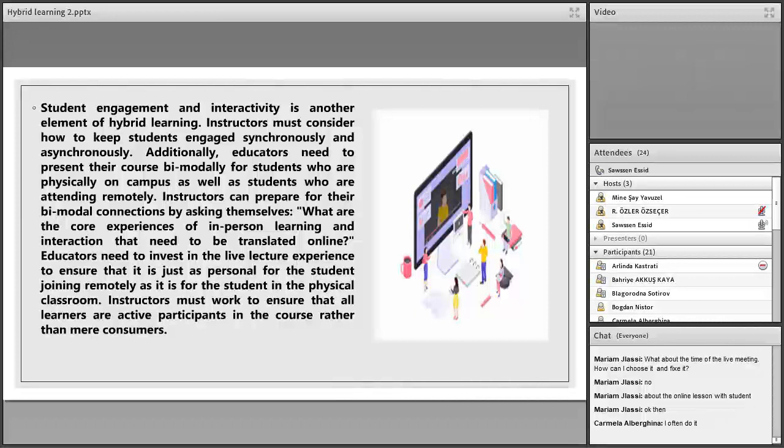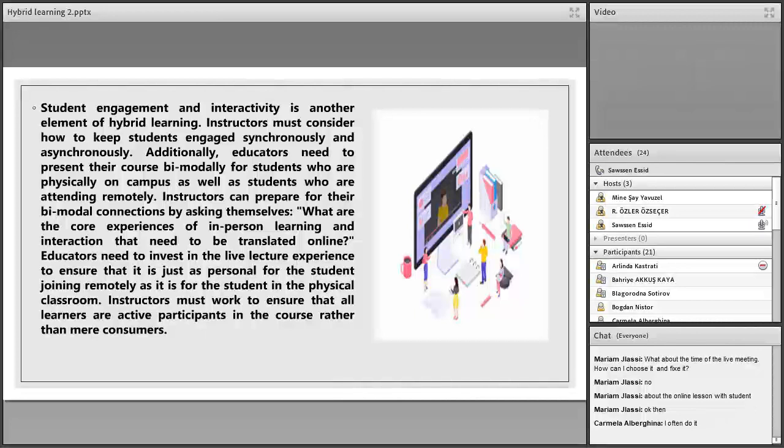Moreover, educators now need to present their course bimodally for students who are physically on campus as well as students who are attending remotely. So the instructors can prepare for the bimodal connections by asking themselves questions. As teachers, we are all the time asking questions. We are all the time reflecting on our own teaching methods. And here, we will start reflecting on our own methods in hybrid learning.